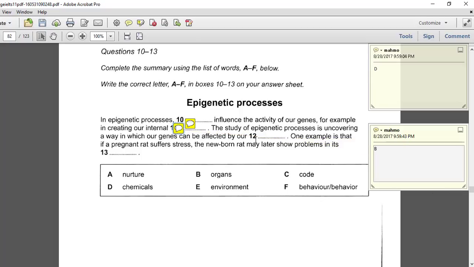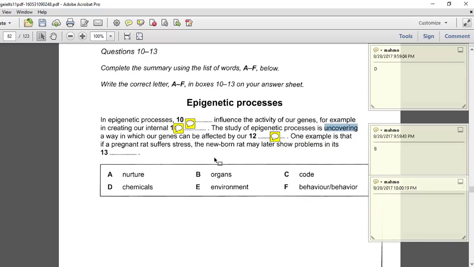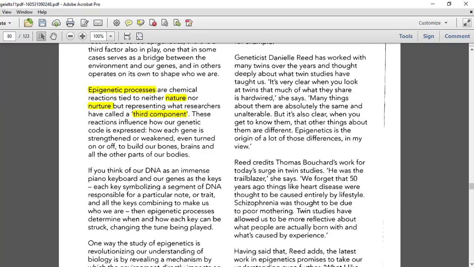Okay, number 12. The study of epigenetic processes is uncovering a way in which our genes can be affected by our what? Okay, the study of epigenetic processes is uncovering. This is an important word. Is uncovering. This is an important keyword. A way in which our genes can be affected by what? So uncovering is a keyword. The genes is affected by what? This is another keyword. Get back to the passage.